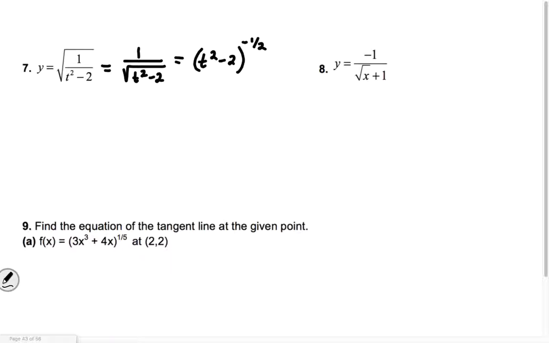And then I take the derivative. So the derivative is going to be negative 1/2 t squared minus 2 to the negative 3 over 2, and then times the chain. So the derivative of the inside is just 2t. And you can simplify if you want. We'll just start leaving them. It's fine.